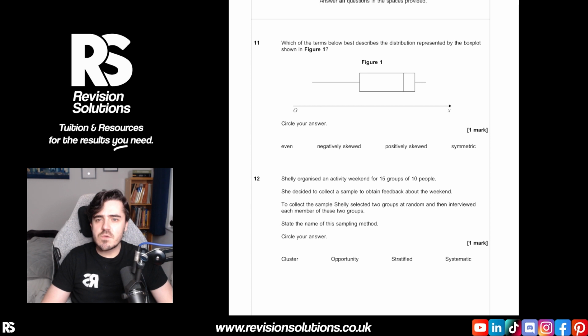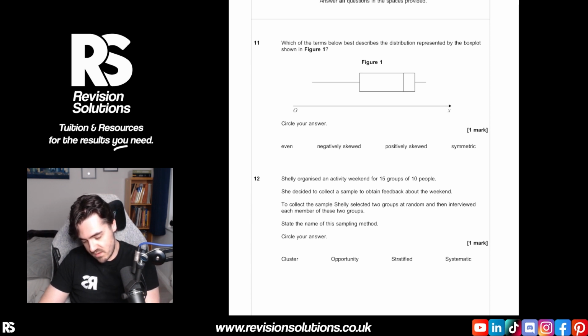Question 11 then says, which of the terms below best describes the distribution represented by the box plot in figure 1? So we can choose even, negatively skewed, positively skewed, or symmetric. Well, a giveaway is that the left tail of the box plot is longer than the right tail, which would mean it's negatively skewed.